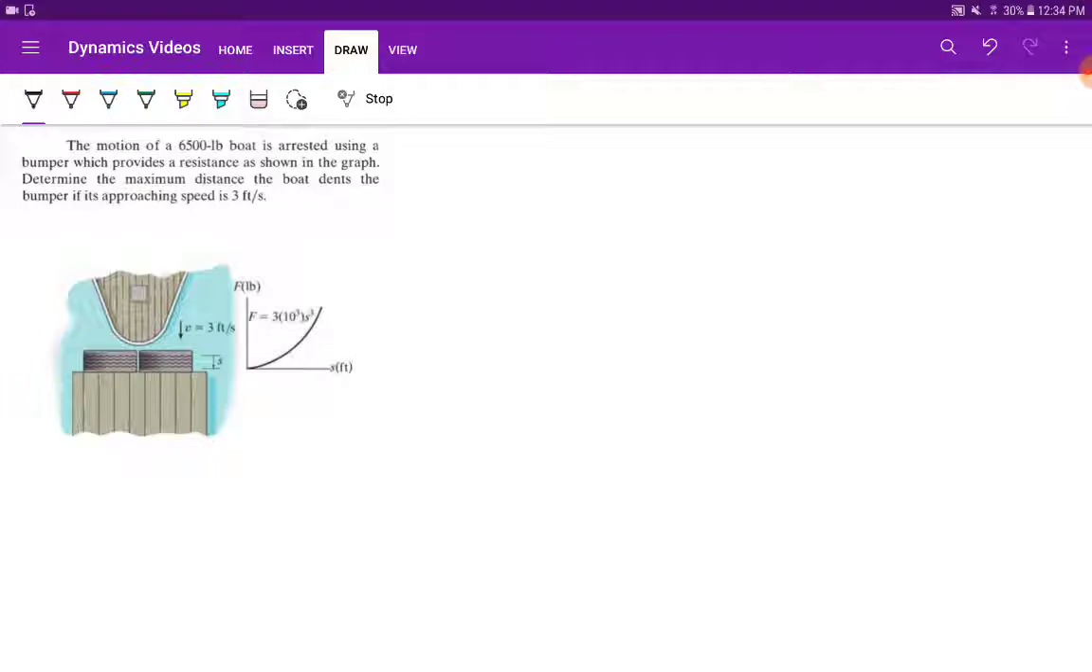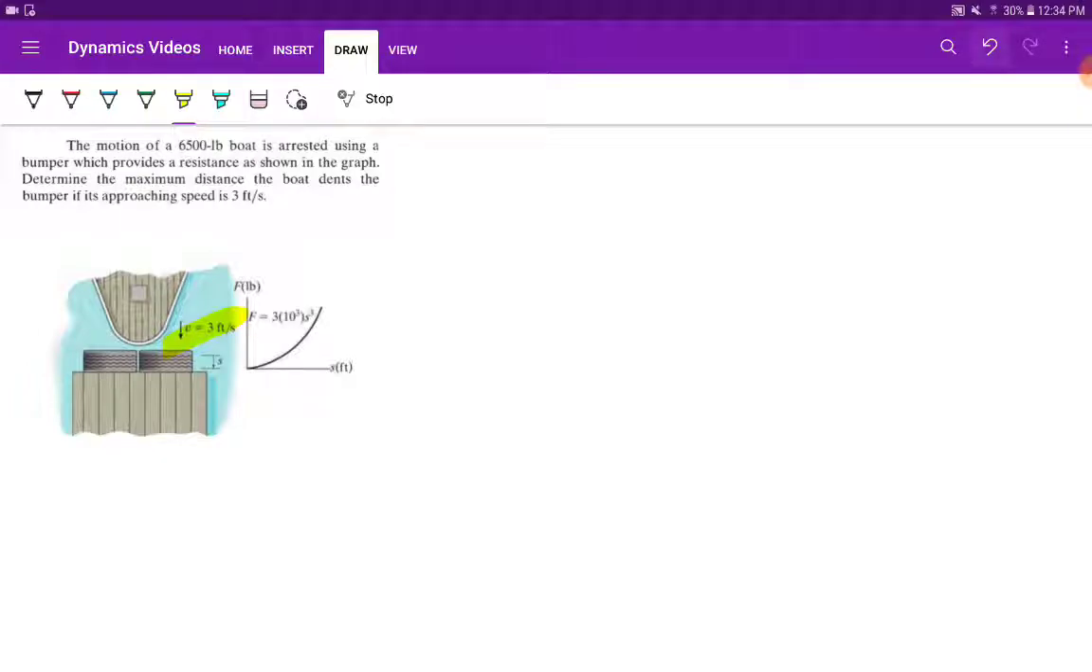Here's our problem. It says the motion of a 6,500-pound boat is arrested using a bumper which provides a resistance as shown on the graph. All right, that's that right there. Determine the maximum distance the boat dents the bumper if its approaching speed is 3 feet per second. So they say you got 3 feet per second right there.